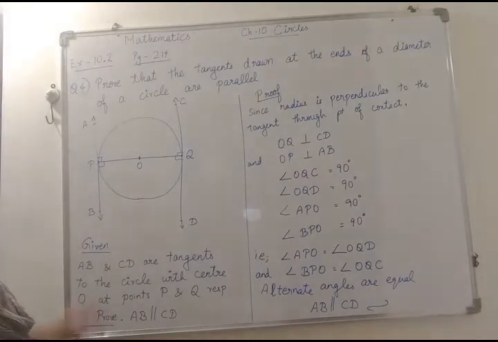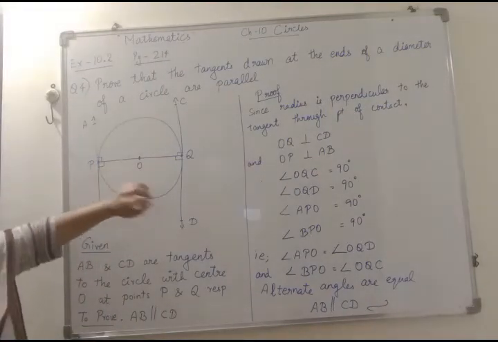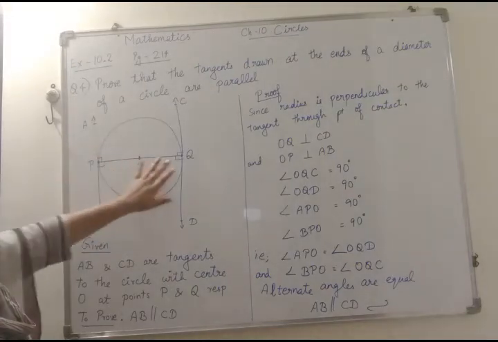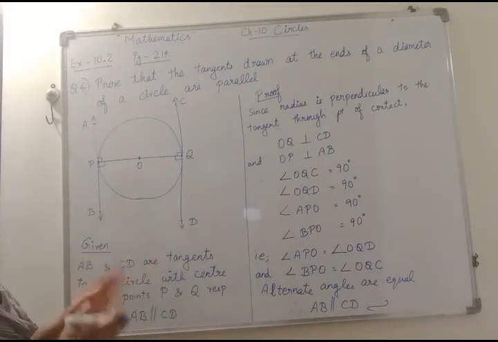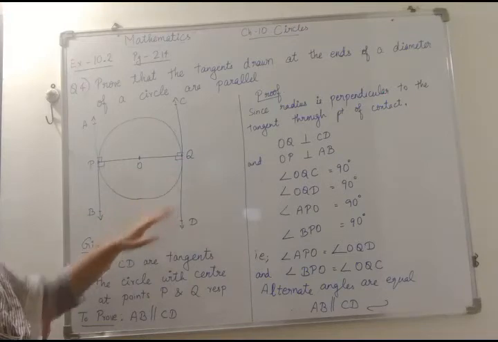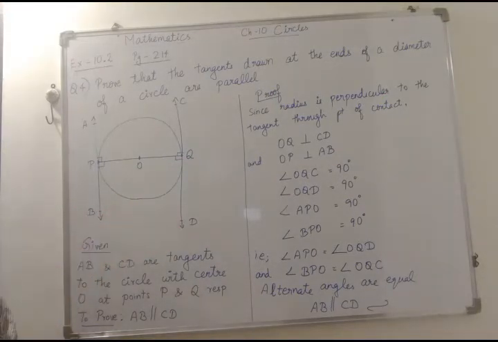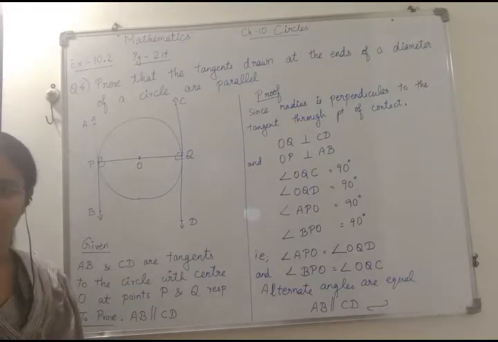So, this is very easy. We are just using the first theorem and then arranging them in such a way that alternate angles are equal. Then we prove the lines are parallel, or the tangents are parallel to each other.